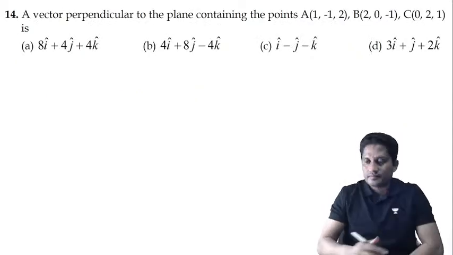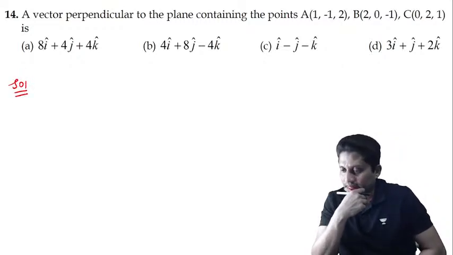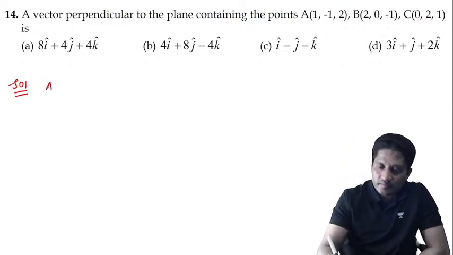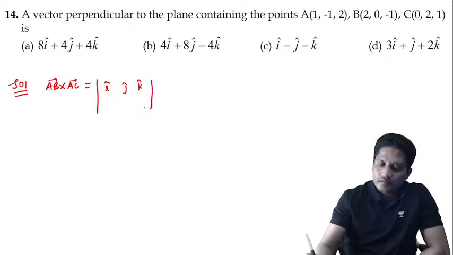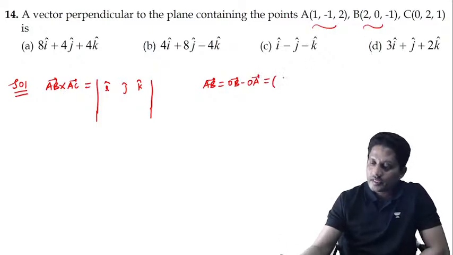Question number 14. A vector in the plane of ABC is actually AB cross AC. AB cross AC, this is components of ijk. AB is equal to position vector of B minus position vector of A. If I subtract OB minus OA, 2 minus 1 is 1, 0 minus and minus is plus, minus 1 minus 2 is minus 3.